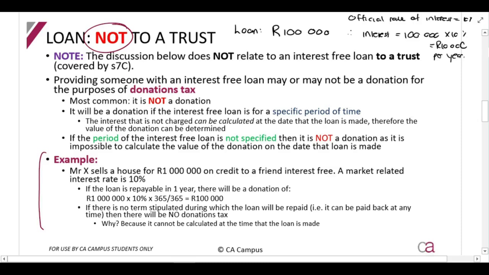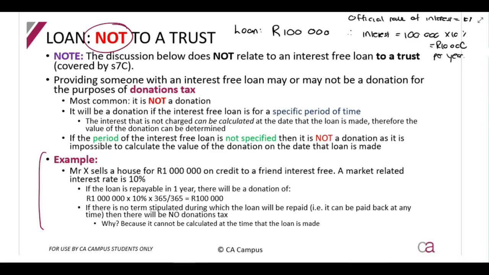Now, donations tax works in such a way that, in this case, what we're specifically referring to here, you have to determine if there's a donation on the day that I make the loan. So if today I give you the loan, I have to say today if there is a donation or not. This section we're talking about here is not section 7C. Right, it's not section 7C. So just bear that in mind.